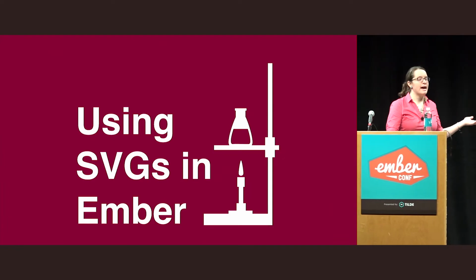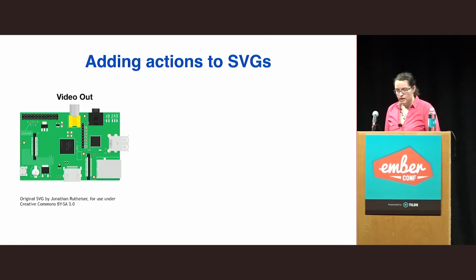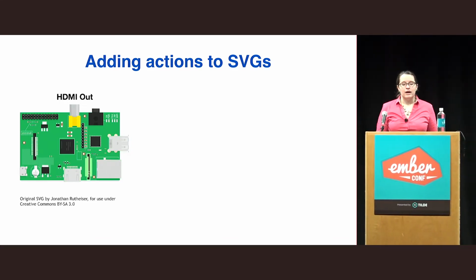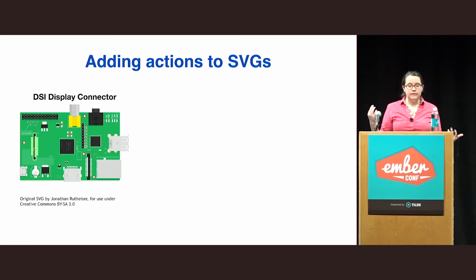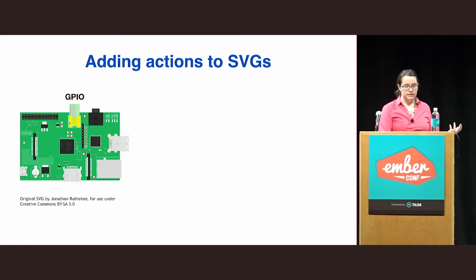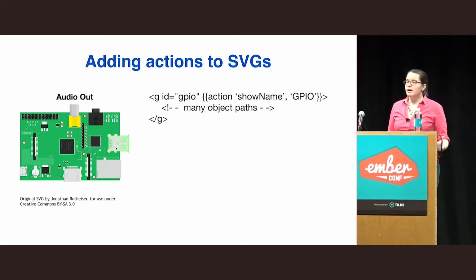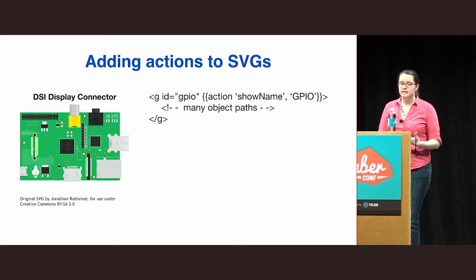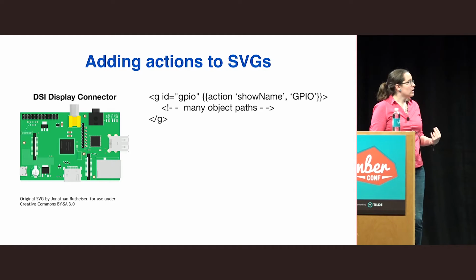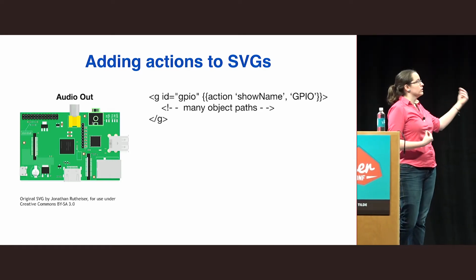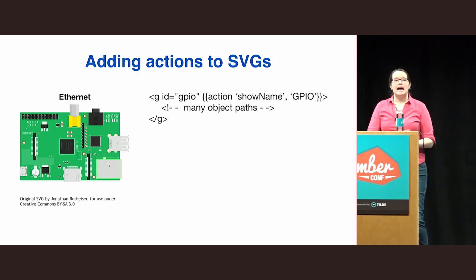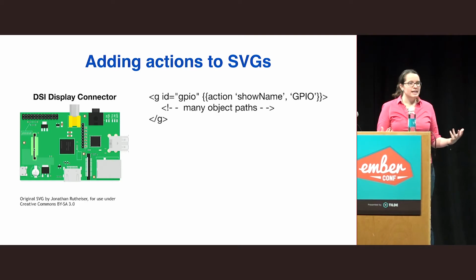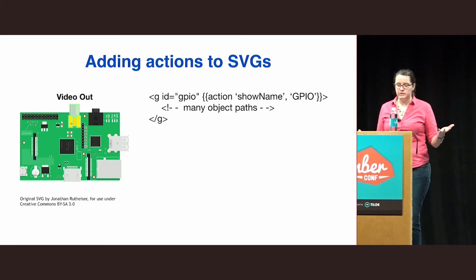So let's start with adding some actions. In this case, we have a technical diagram that a user can interact with, a Raspberry Pi. A click reveals the label for each piece. Now, each part of the Raspberry Pi, each individual component, is actually composed of many different shapes within that SVG. So in order to trigger our actions when a user clicks on any part of it, we place the action tag within the group. This is really a lot like adding actions to divs, right?